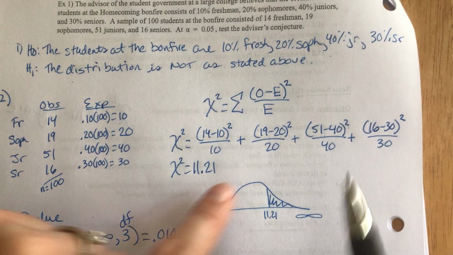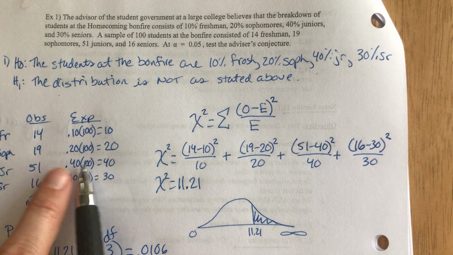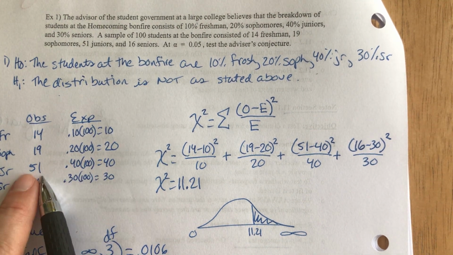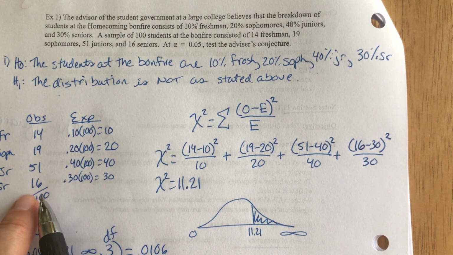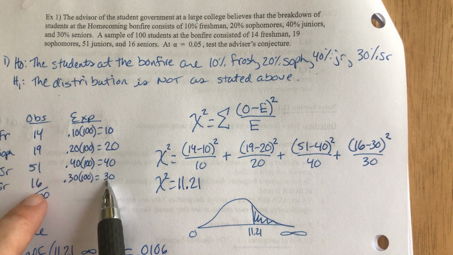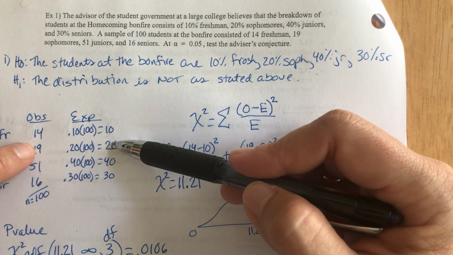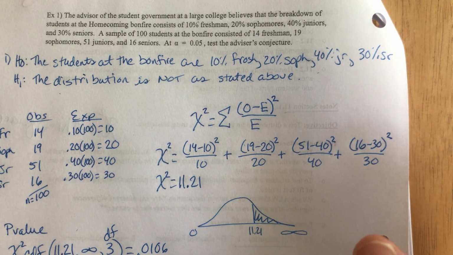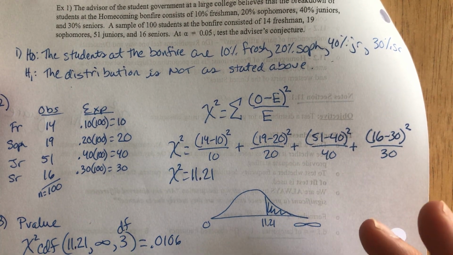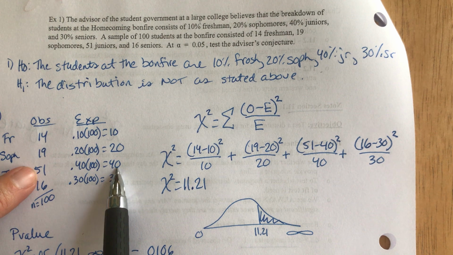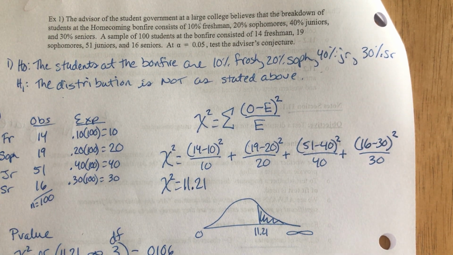And think about it, right? We were super wrong. Like sophomores was right on the money. Freshmen, not bad, but juniors was really off. We thought it was going to be 40 and it was 51. Seniors were really off. We thought it was going to be 30 and it was only 16. So these two were really far off from what we thought they were going to be. And these two were pretty close. If they're all really close to each other, your chi-squared is going to be a small number and you probably won't reject the null. But the farther apart these get, then the more likely you are to reject the null because they're going to be so different from each other.